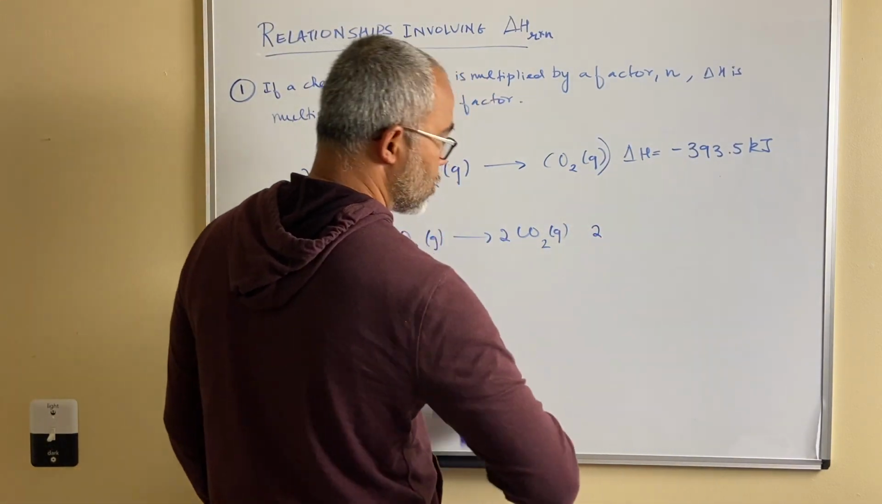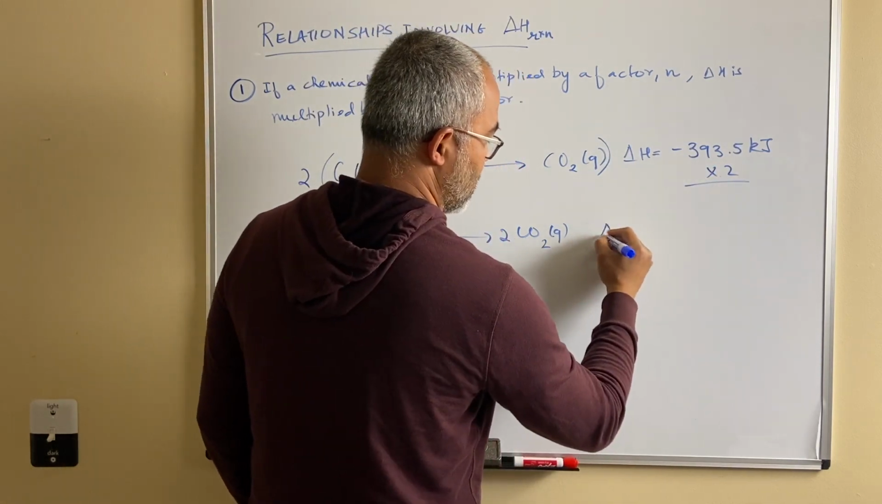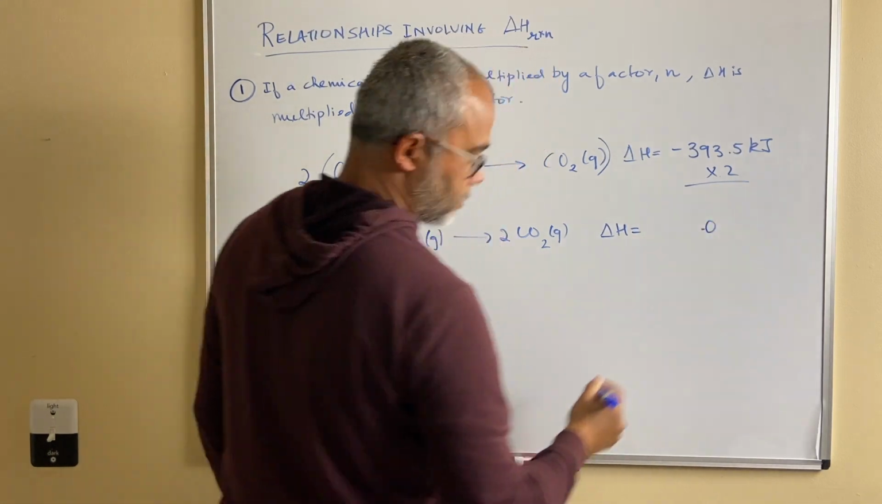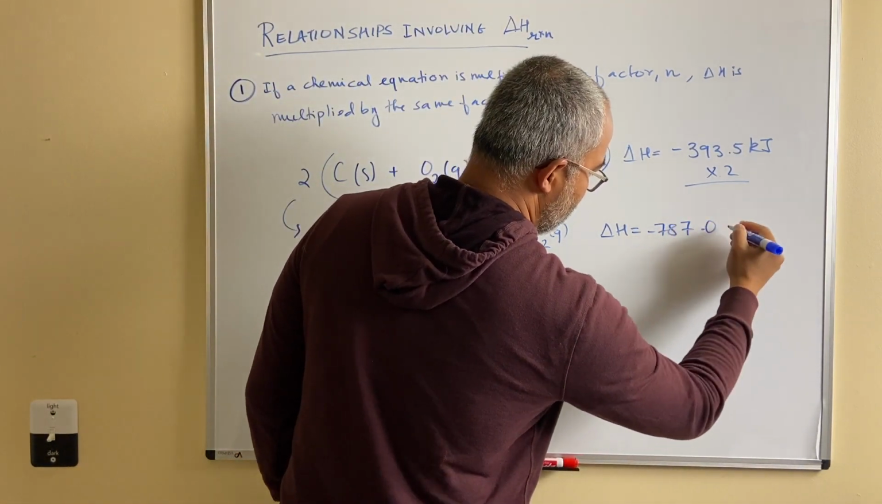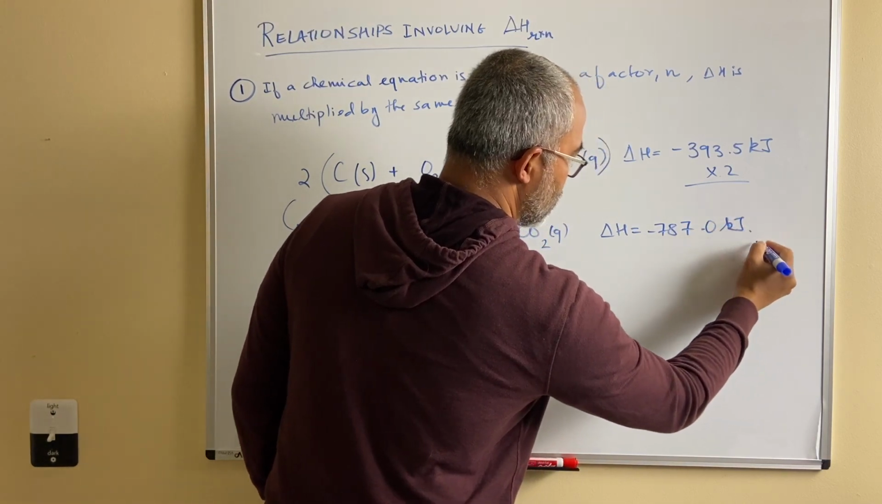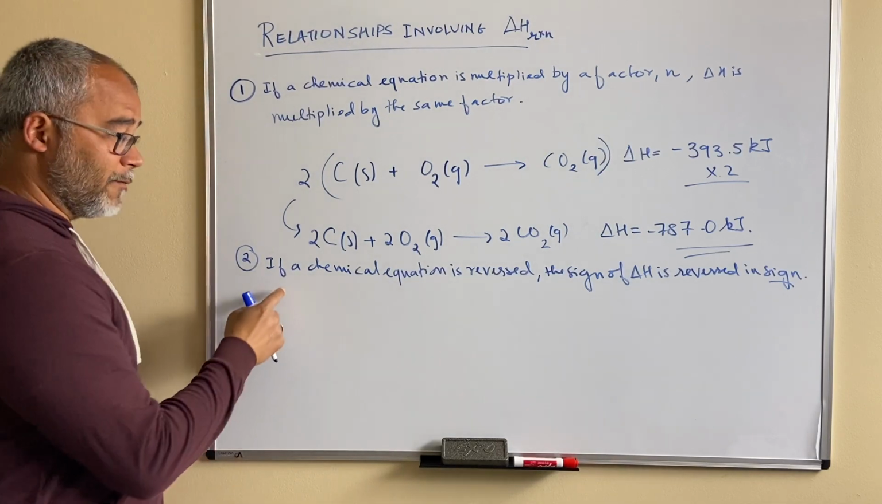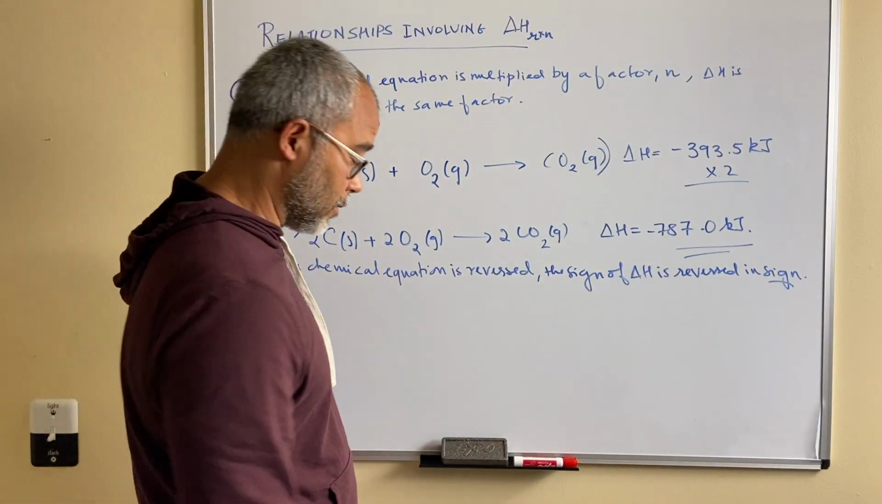So if I take this delta H and I multiply it by 2, I get delta H is equal to minus 787.0 kilojoules. Okay. So the next relationship is if a chemical equation is reversed, the sign of delta H is reversed as well.